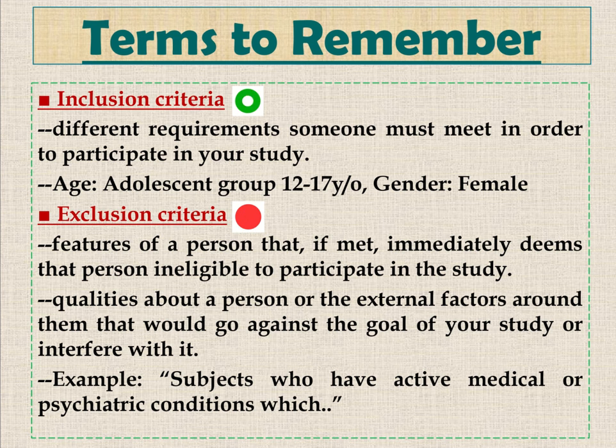So another example ng inclusion criteria would be BSN graduating students with no RLE deficiencies, male and female, regular 4 years of study, and grades not lower than 80%. So yun yung mga examples. Other example of inclusion criteria ninyo.